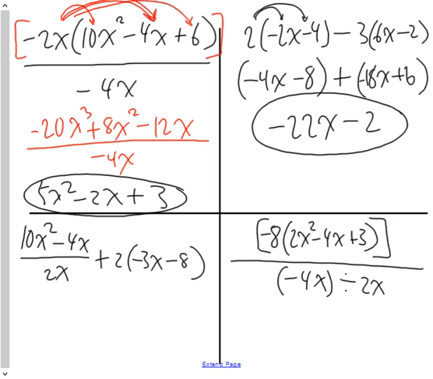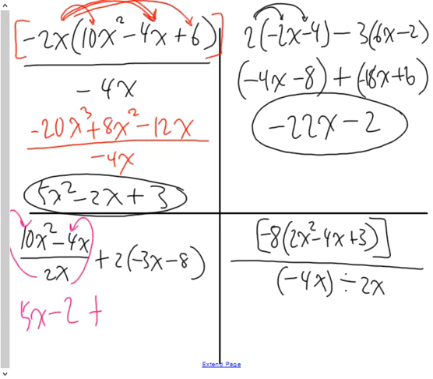Question 3 is the division of a binomial by a monomial, and to it we're going to add the product of a monomial and a binomial. So we're going to add these two things together. The first thing I'm going to do is use division. I'm going to divide this binomial by 2x, giving me 5x minus 2.